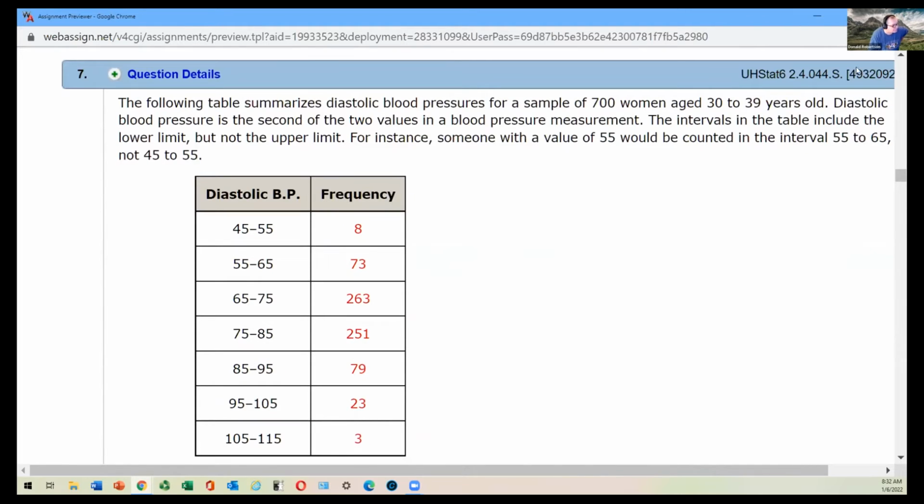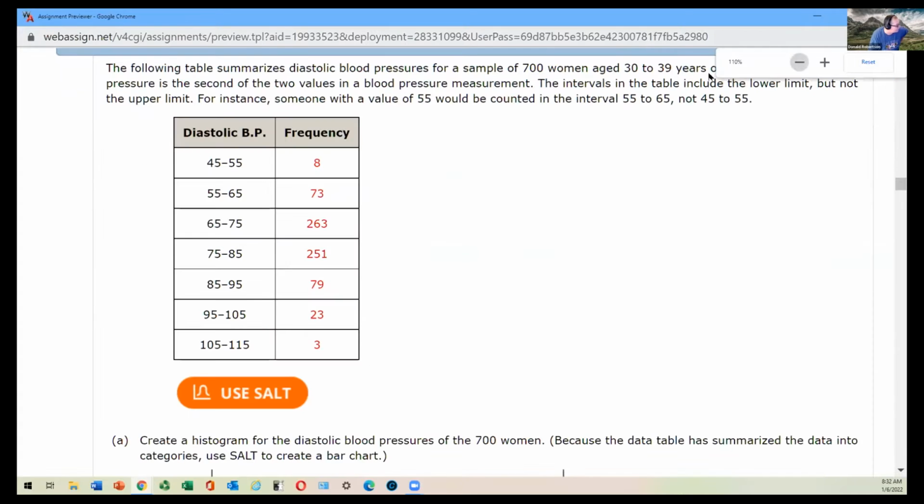Now, I'm going to have to shrink this a little bit. This data summarizes the diastolic blood pressure for a sample of 700 women in the age group 30 to 39. Diastolic blood pressure is the second of the 2 values in a blood pressure measurement. Now, I know when I get my blood pressure checked, which is actually quite a lot because of my health issues, I always get 2. I can never remember what's a good number, but evidently you get one number and then you get another number, and one of them's a little number and the other's like 170 or 190 or something, right?